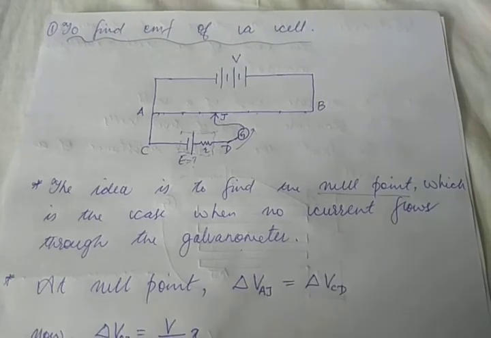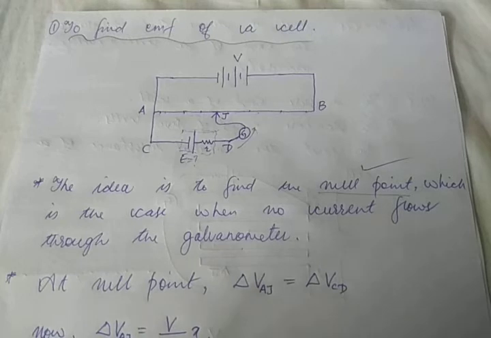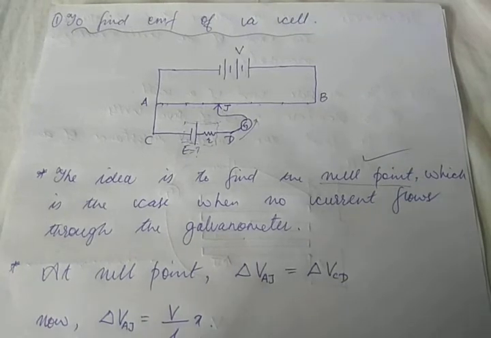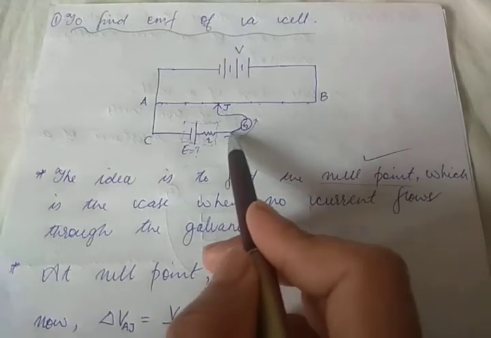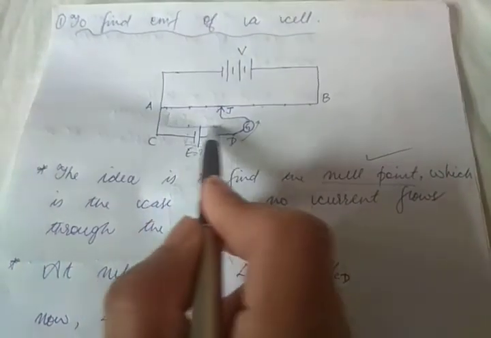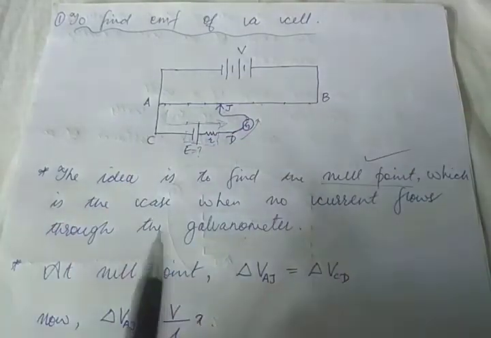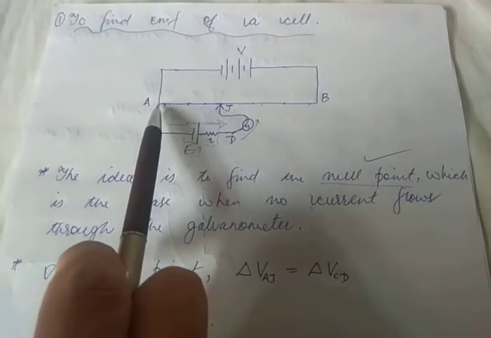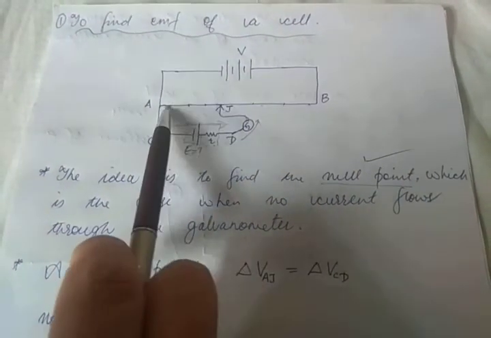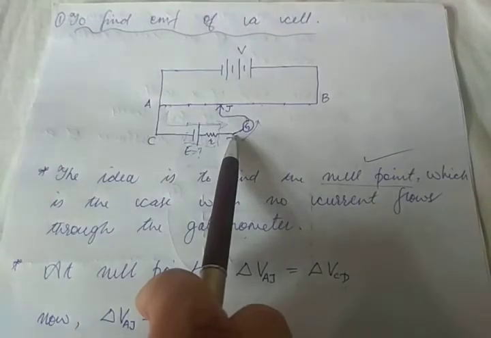Once the null point is found, once there is no current flowing through the galvanometer, what is true then? Since no current is flowing through the galvanometer, no current is flowing in the lower circuit, which means the potential difference across AJ, listen to me very, very carefully now, the potential difference across AJ has to be the potential difference across CD.